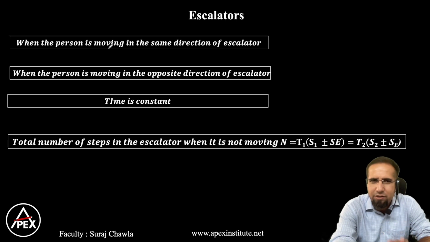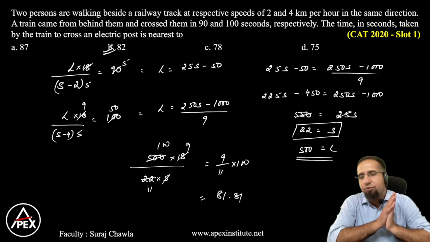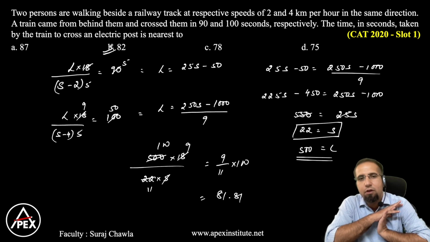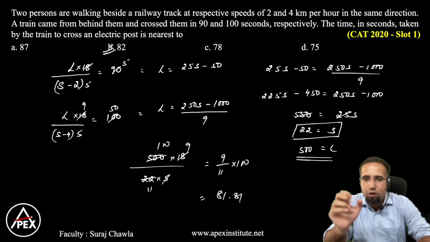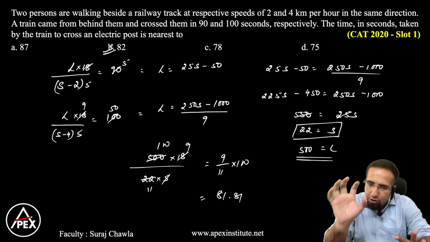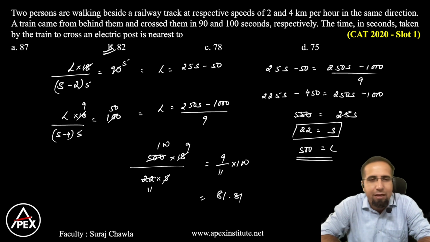Clear? So again, a very simple question. We have to understand three simple things: a train crossing an object of specific length, a train crossing an object of no length, and the third important point is if two bodies are moving, we apply relative speed and we come out with our answers.